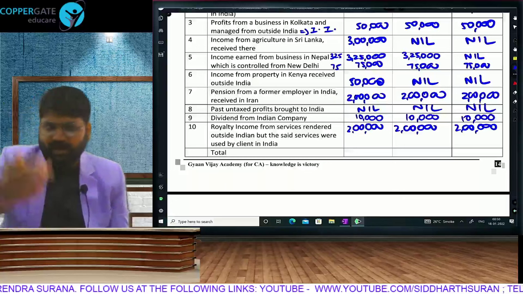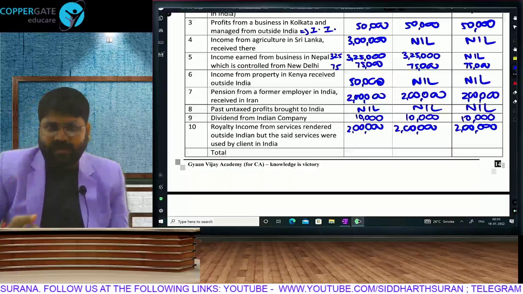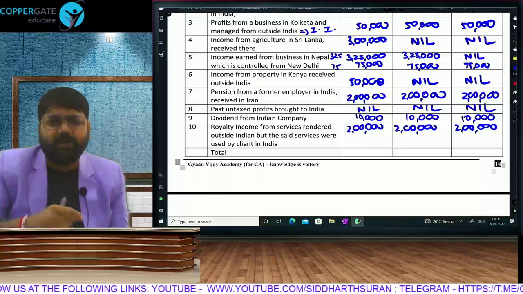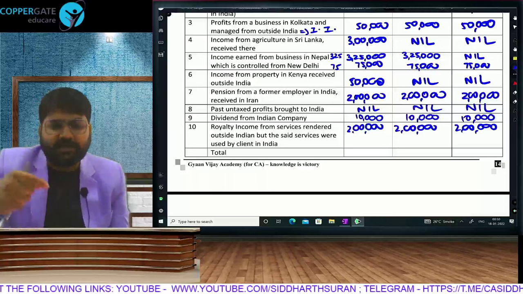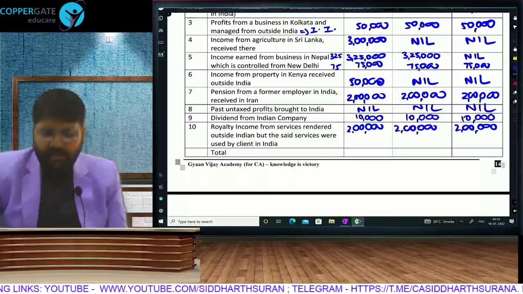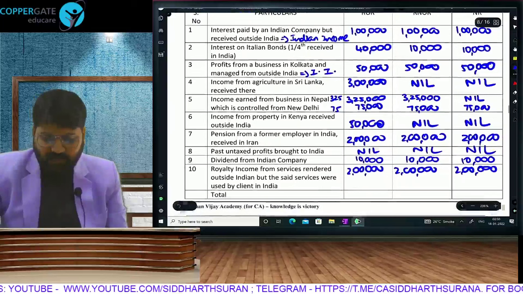So, doing things like taking the total, giving the final answer, these are clerical jobs. I am here to improve your concepts, to teach you concepts, sections, to teach you the law, to teach you the logic behind the provision. Totaling is your responsibility. Are you done with the total of the first column?